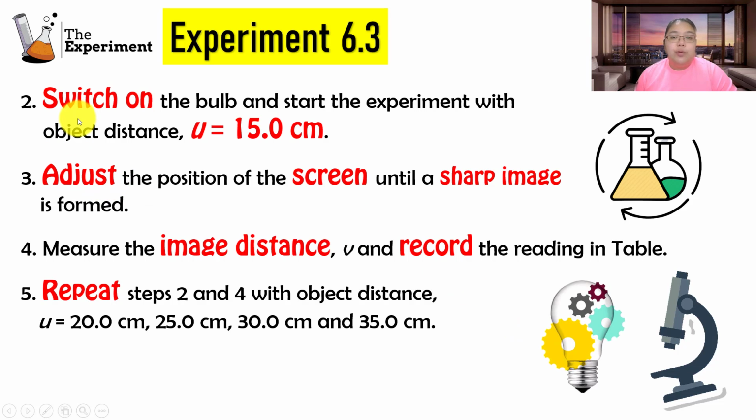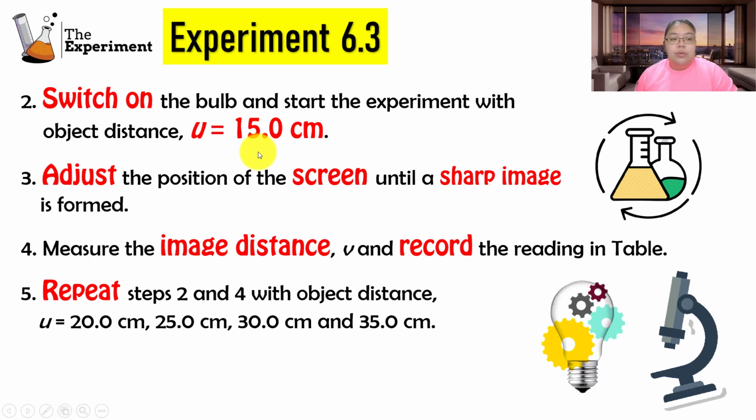Number 2, you must say switch on. Okay, because you mentioned the power supply in the apparatus. So number 2, you need to say switch on. If you do not switch on, the bulb cannot light up. When you switch on the bulb, you need to start the experiment. So you mention what your starting MV is. Okay, 15.0 cm, that one is the manipulated variable.